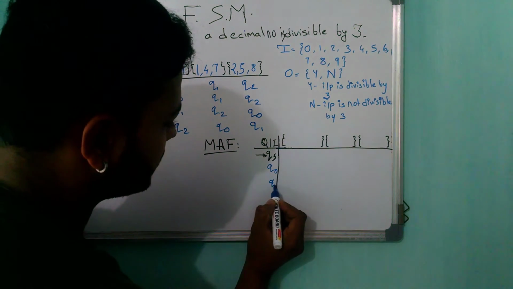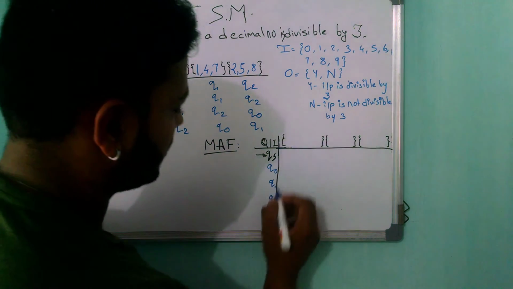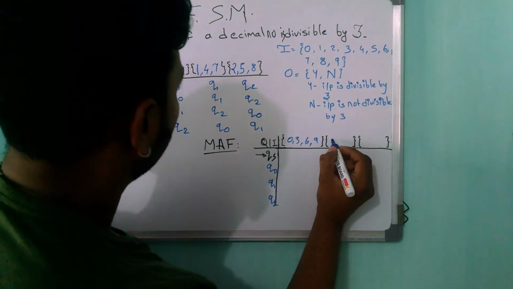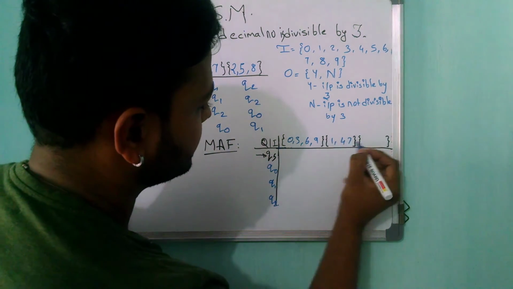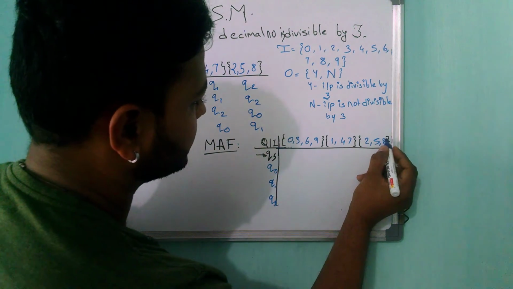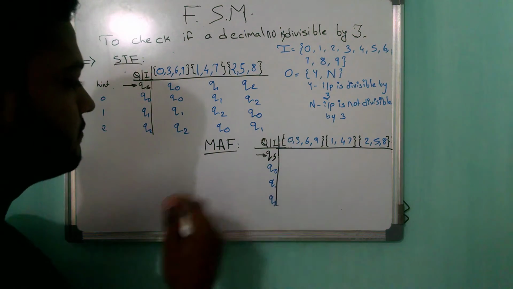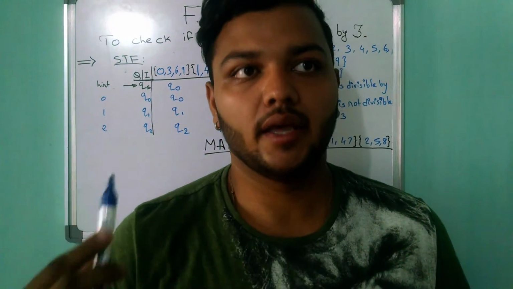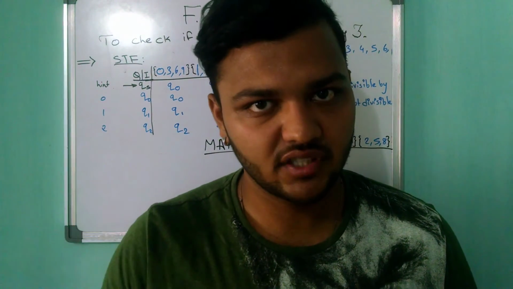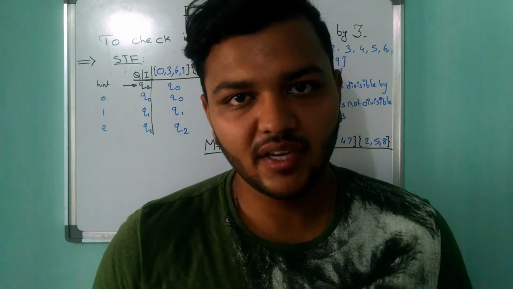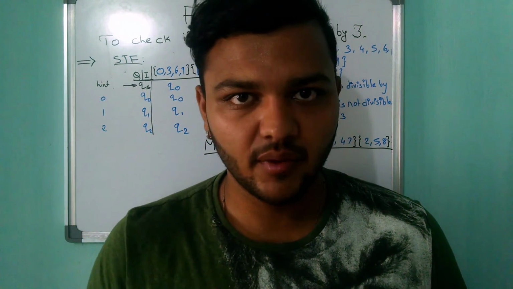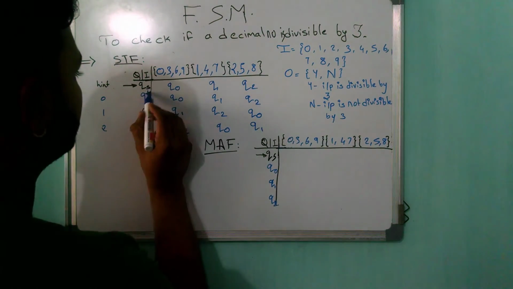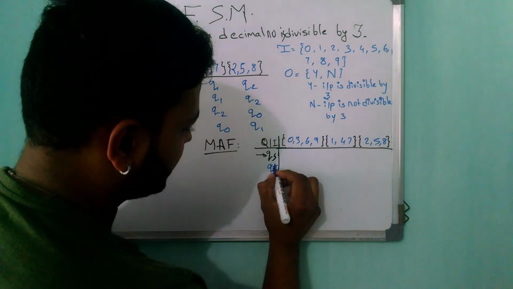Q0, Q1, Q2. And inputs as 0, 3, 6, 9, 1, 4, 7, 2, 5, 8. Okay. And we have to mark a final state over here. So we will mark Q0 as final. Why? Because we have to check if the number is divisible by 3 or not. And when is the number divisible by 3? When the remainder is 0. And when is the remainder 0? When we go to Q0. So we have to mark Q0 as the final state. Okay, so here also Q0 will be the final state.